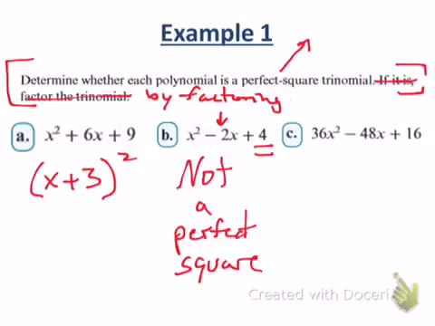All right, what about this last one? It's got some potential, doesn't it? How do you see that it has potential? It has 8 in it. Well, the first term and the last term are both what? Perfect squares. But what do we need to do first with this problem? We need to take out a GCF of 4. So if I take out a GCF of 4, I'm going to have something that's a little bit easier to work with. 4 times 9x squared minus 12x plus 4.